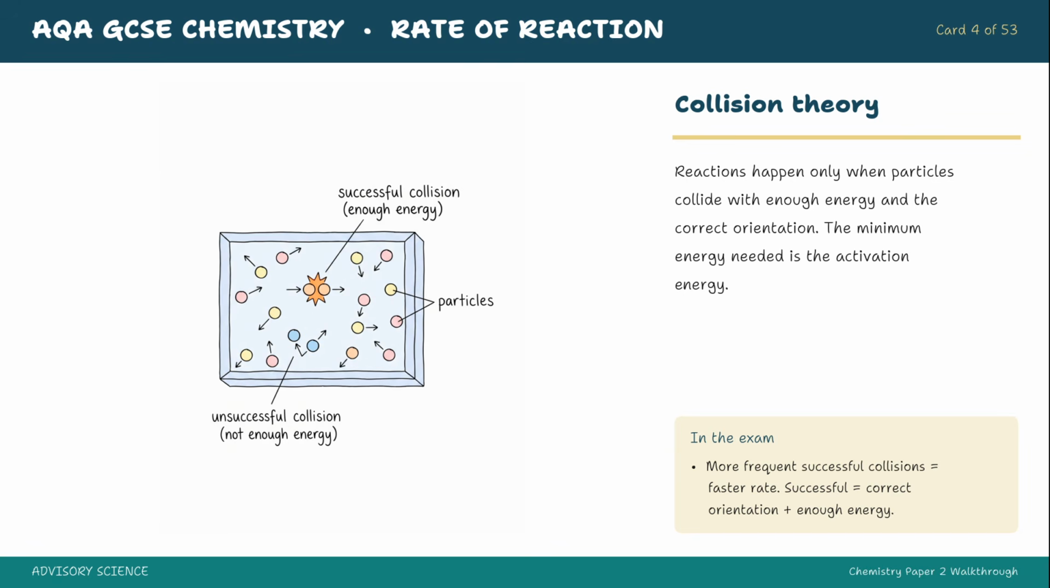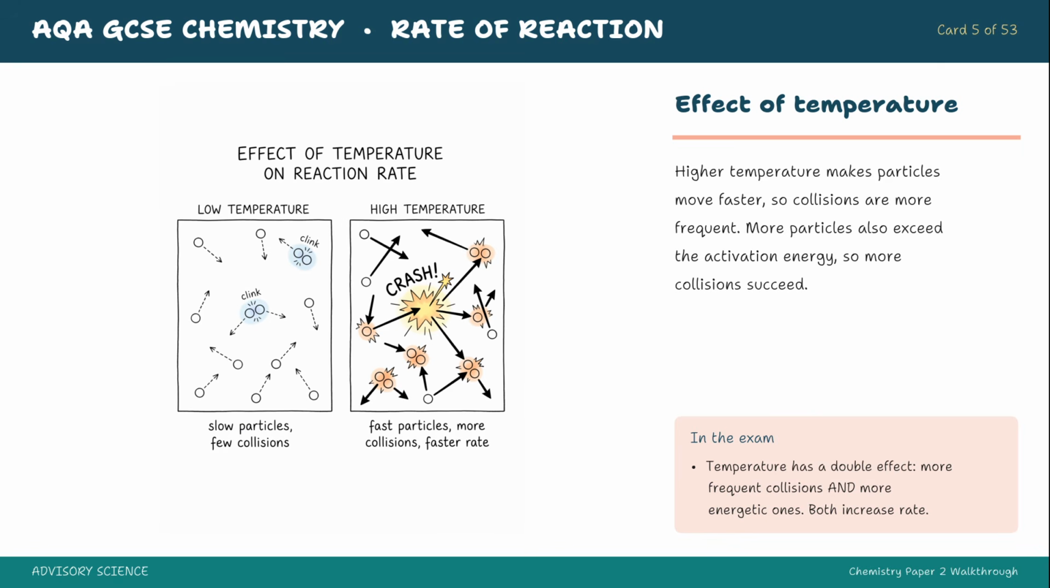So what are the factors affecting rate? There are four main factors that speed up a chemical reaction. Increasing the temperature gives particles more kinetic energy, making them move faster. This means they collide more frequently, and a higher proportion of those collisions have energy greater than the activation energy.